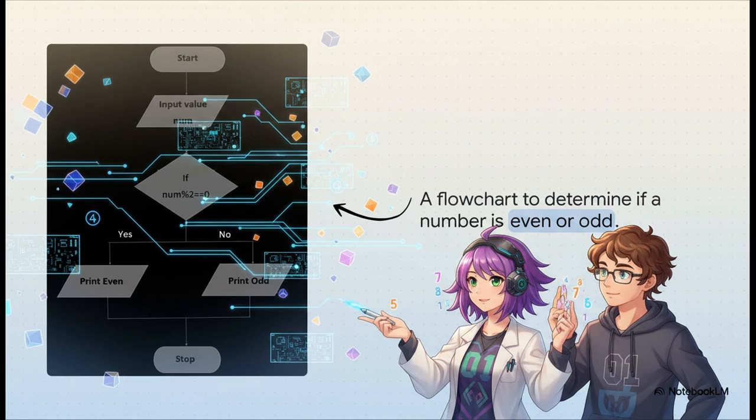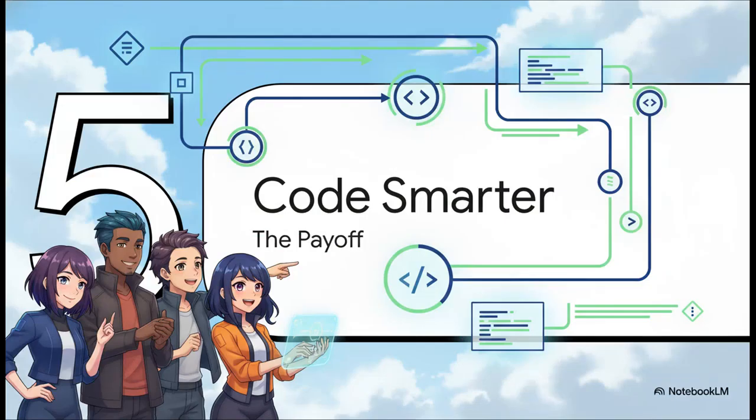Okay, let's trace this one together. We start at the start oval. First step is to get our data, so we follow the arrow to input value num. Next step, we hit our big decision diamond. Is num modulo 2 equal to 0? Now, if the answer is yes, we follow that path down to print even. If it's no, we go the other way to print odd. See how clear that is? Both paths then come back together and lead us to the final stop oval. Every single step, every possible outcome is laid out visually. There's no guesswork involved.